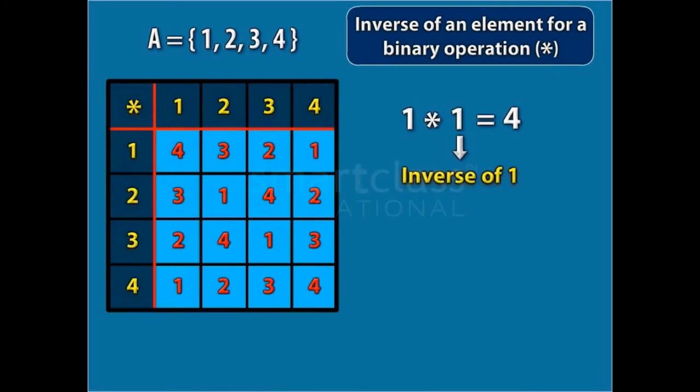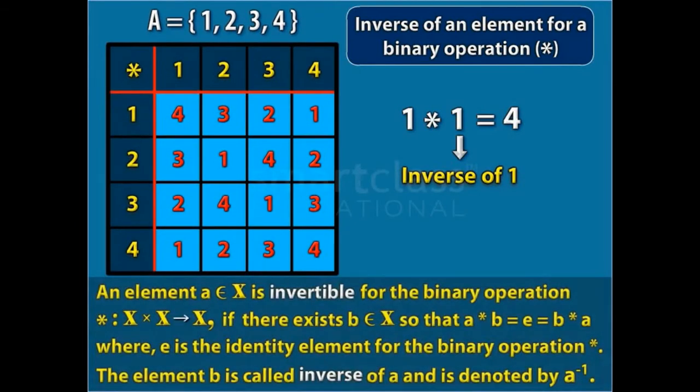Now, we can generalize that an element A belonging to set X is invertible for the binary operation star if there exists B belonging to the same set, so that A star B equals the identity element E, which equals B star A. Also, element B is called the inverse of A, which is denoted by A raised to the power minus 1.